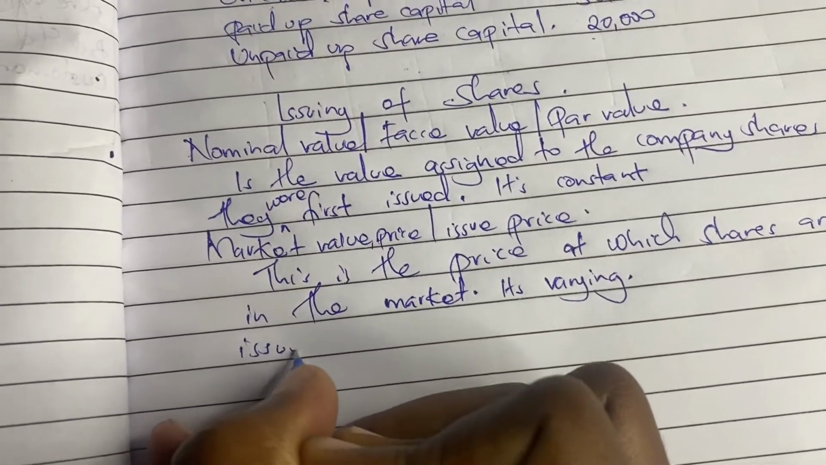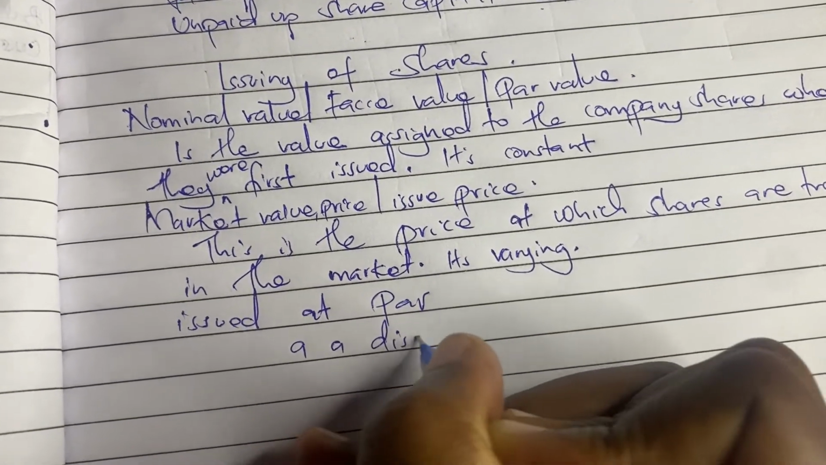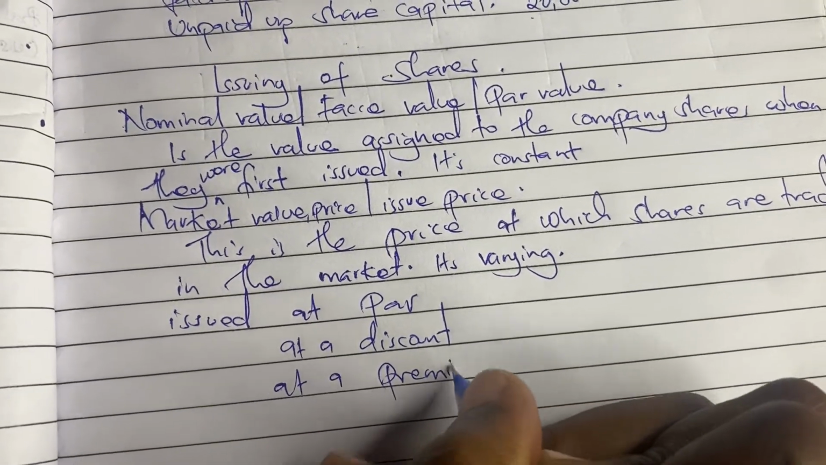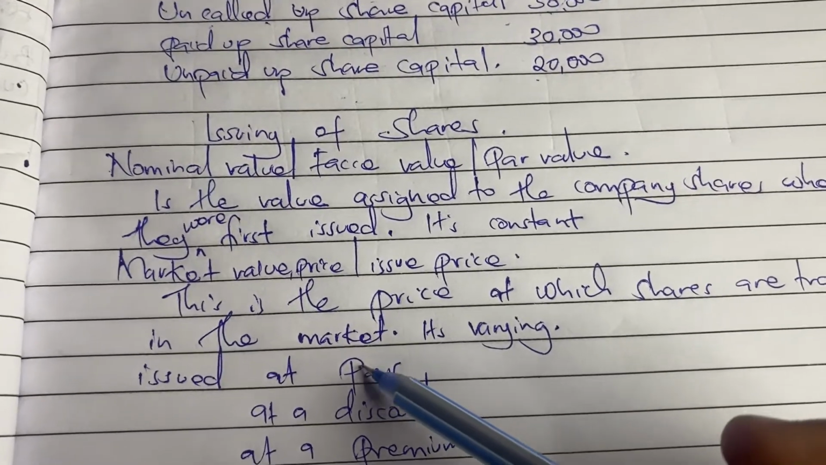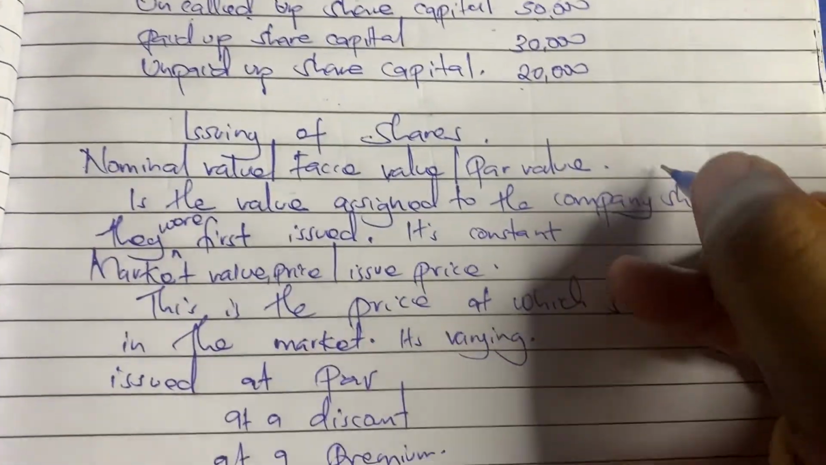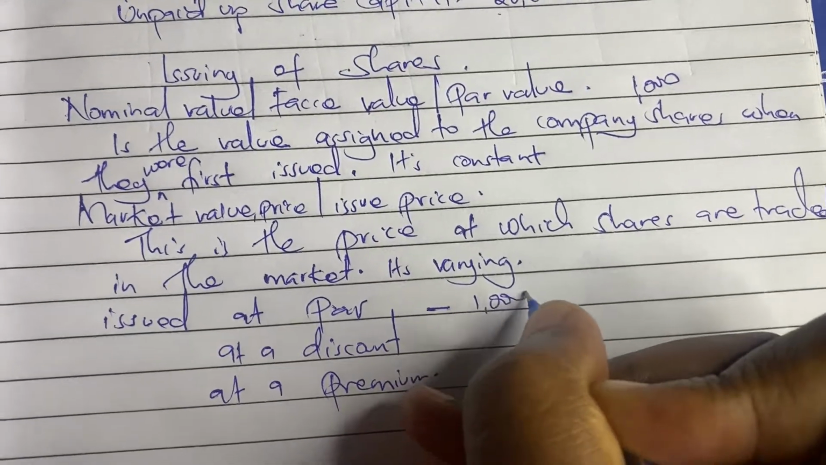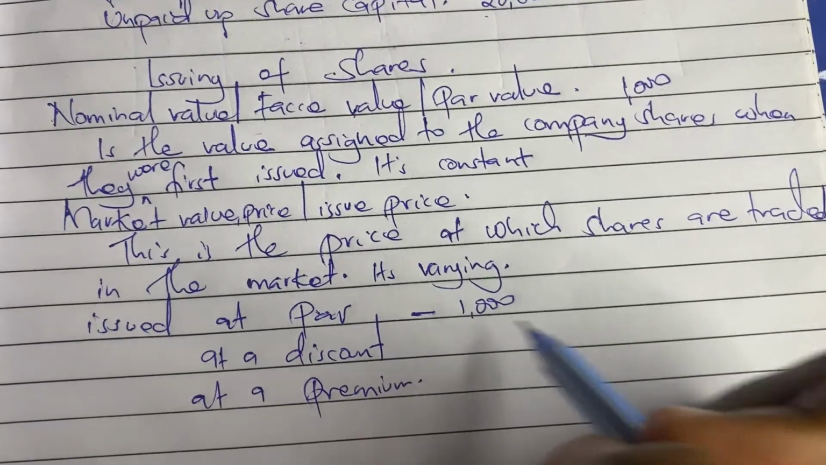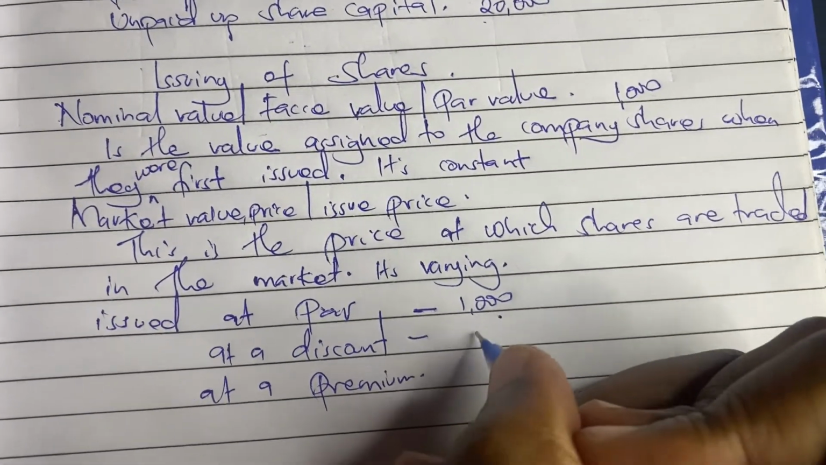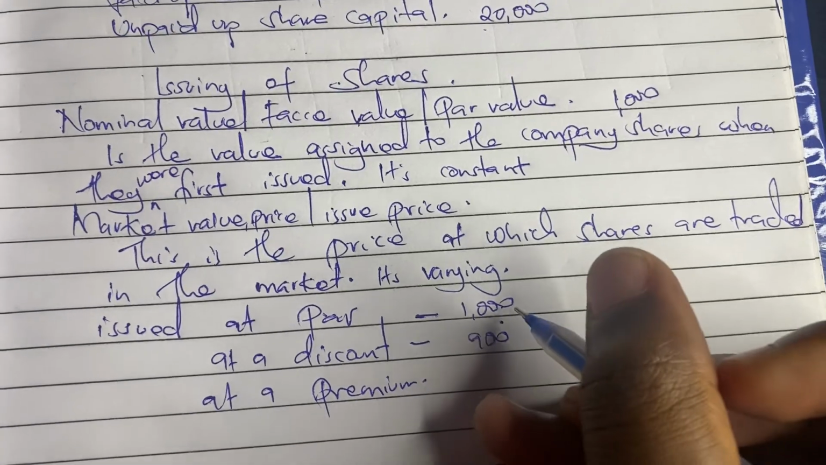Shares can be issued at par. They can be issued at a discount. They can be issued at a premium. So if they are issued at par, meaning they are issued at the nominal value or the face value. So if the nominal value of the shares is 1,000, meaning that the shares will be issued at 1,000, the same value. Then at a discount, they are issued at a lower price compared to the nominal value. So they can issue them at 900. That is a discount because it's less than the nominal value. Then at a premium, it is higher than the nominal value.